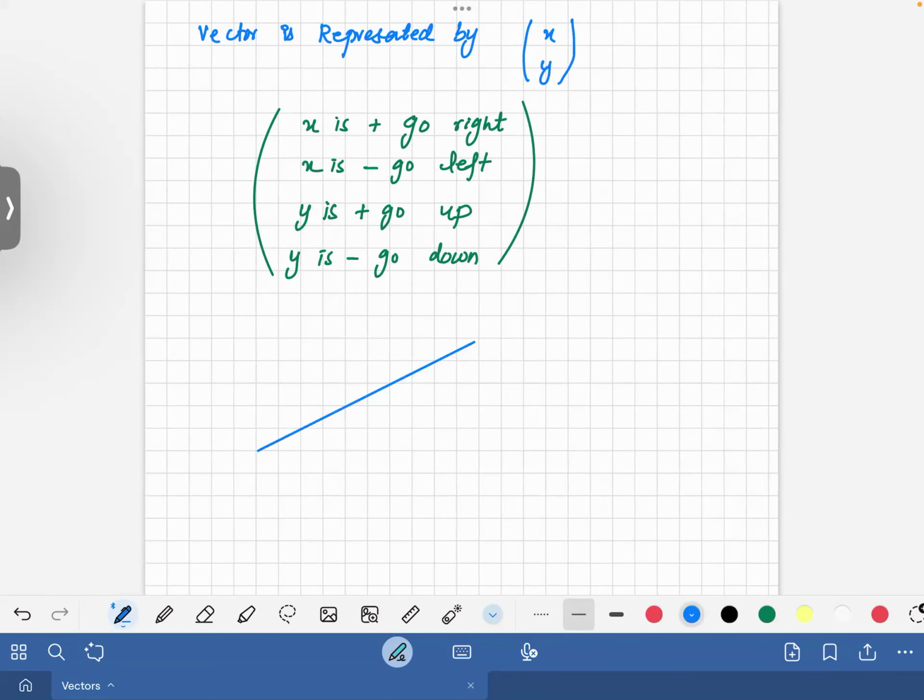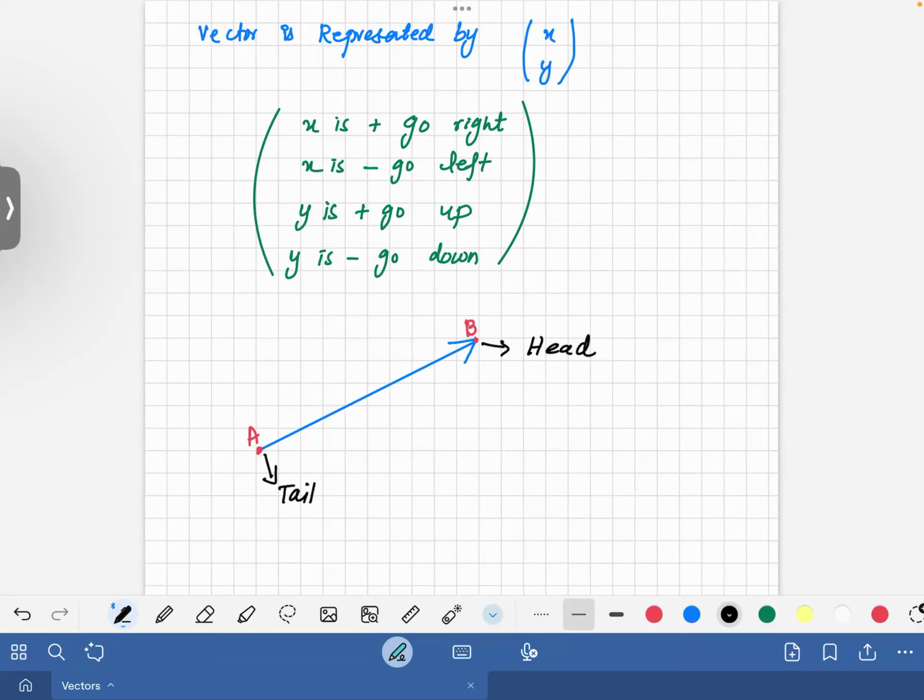Vadan, can you hear me, beta? Yes, sir. So please pay attention. Avinash, you can see that this is vector AB. Let me name these points A and B. Now remember one thing: this point A of the vector is called the tail of the vector, and this other point is called the head of the vector.